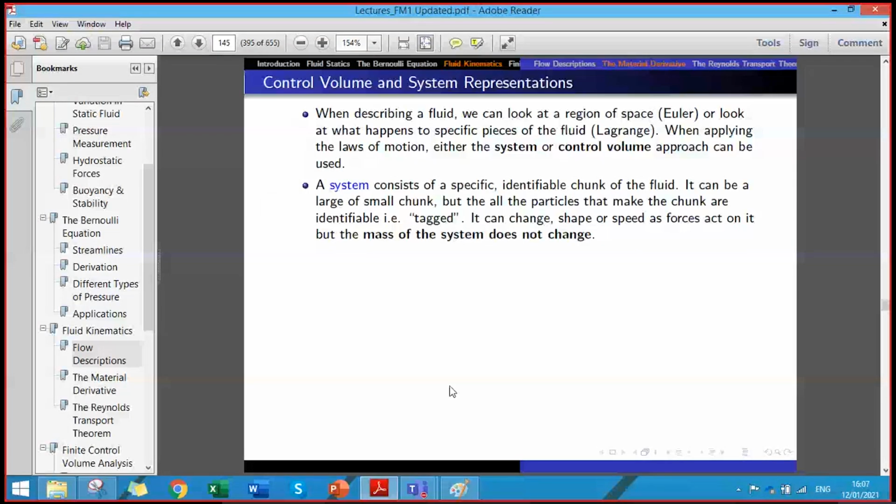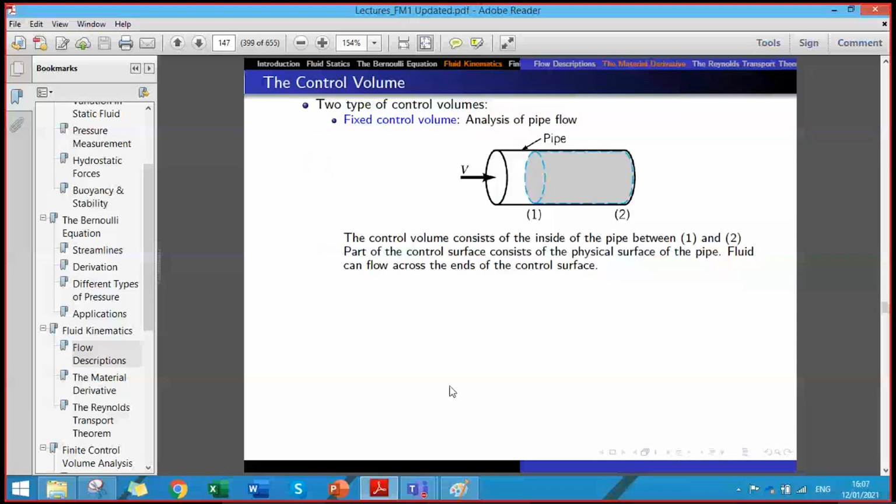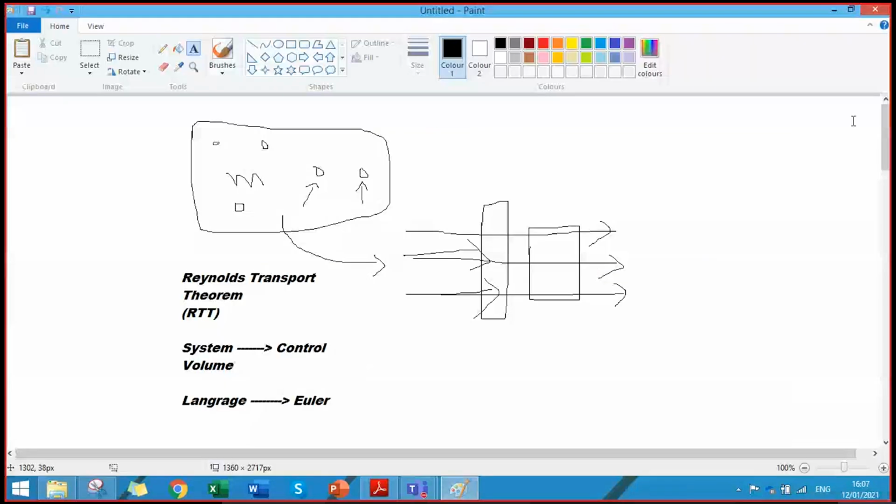So the control volume can be moving, it can be deflating, it can be inflating, it can be changing volume. But right now we are discussing only the fixed control volume. We are not discussing the deformable control volume.